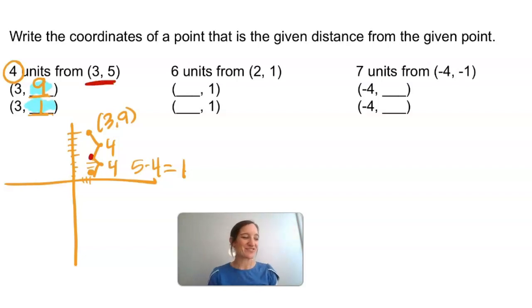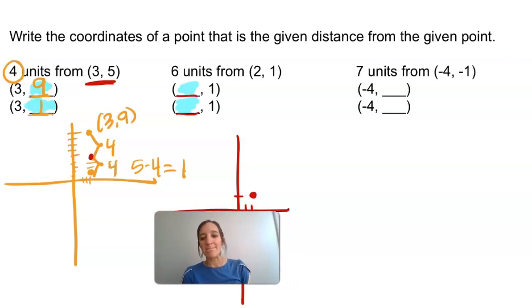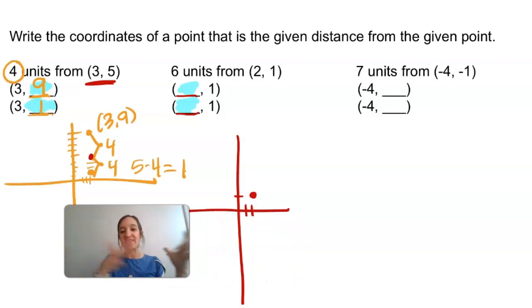Okay? So let's try one where the x-axis is missing. I'll draw this one out, and then we'll do it without the drawing on the last one. Should we do that? So 6 units away from (2, 1). But this time, like I said, the x is missing. So we're going to stay at elevator 1, but we're going to move how far right and left we go. So we're going to go right 6 units and figure out where that is. Then we'll go left 6 units and figure out where that is.